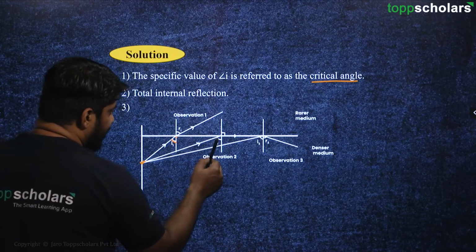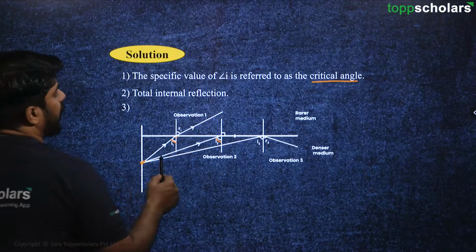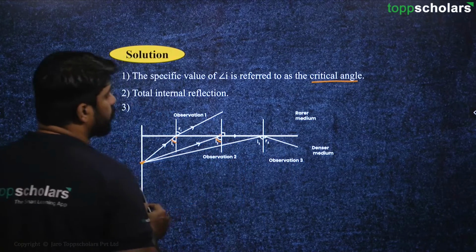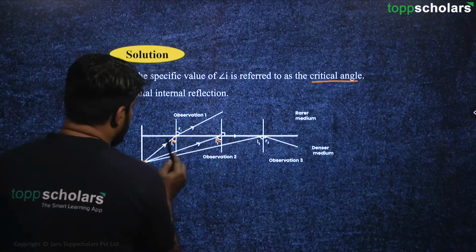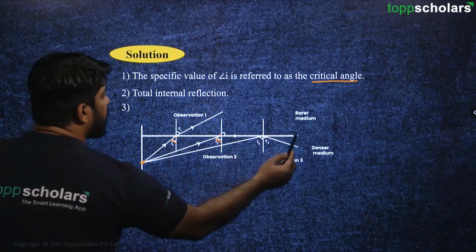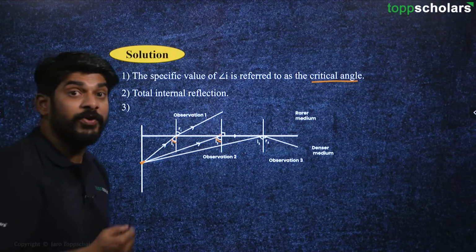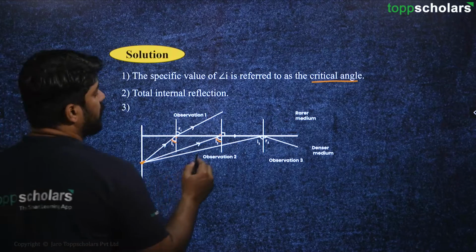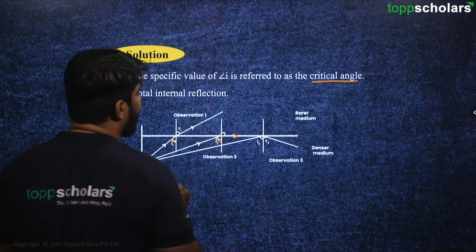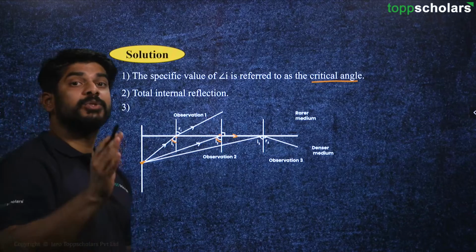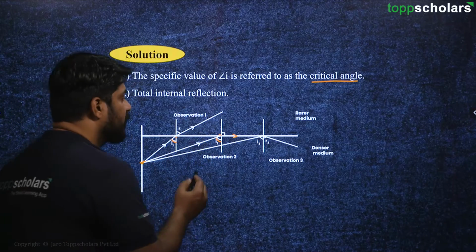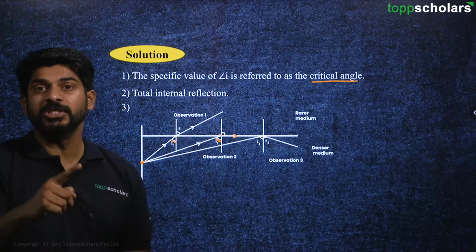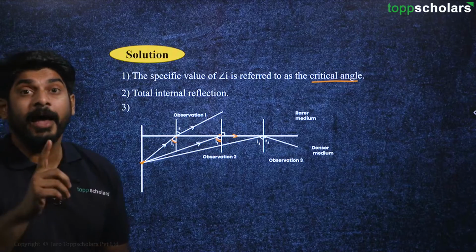Then she has increased the angle of incidence, and here we can see at this angle the ray of light is traveling parallel to the interface between the two mediums. This horizontal line is the interface between the two mediums, that is rarer medium and denser medium. So here we can see the refracted ray is actually parallel to the interface, and this angle of incidence I2 at which this happens is called the critical angle.